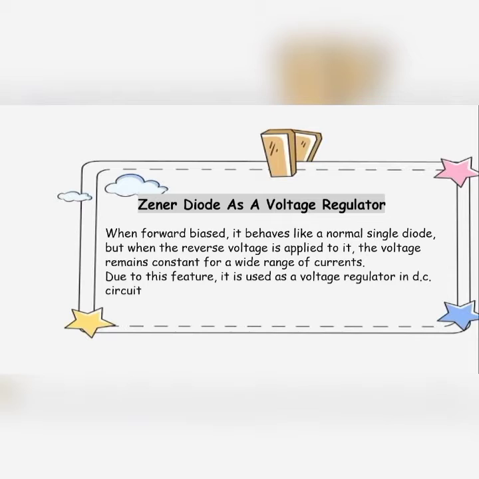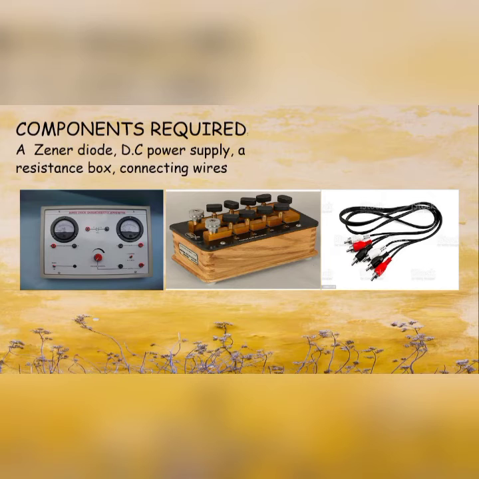The zener diode as a voltage regulator. When forward biased, it behaves like a normal diode, but when a reverse voltage is applied to it, the voltage remains constant for a wide range of current. Due to this feature, it is used as a voltage regulator in DC circuits. The components required in this experiment are a zener diode kit, a resistance box, and some connecting wires.